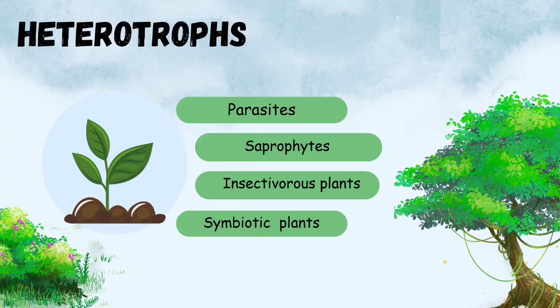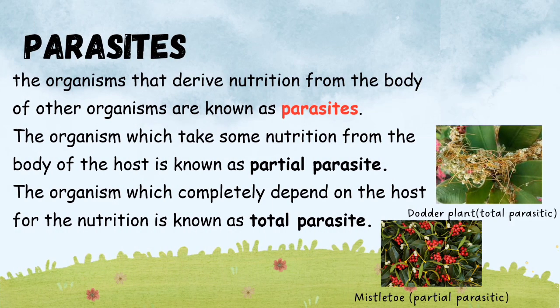Heterotrophs are classified into 4 categories: parasites, saprophytes, insectivorous plants, and symbiotic plants. The organisms that derive nutrition from the body of other organisms are known as parasites. The organism which takes some nutrition from the body of the host is known as partial parasite. The organisms which completely depend on the host for the nutrition is known as total parasite.